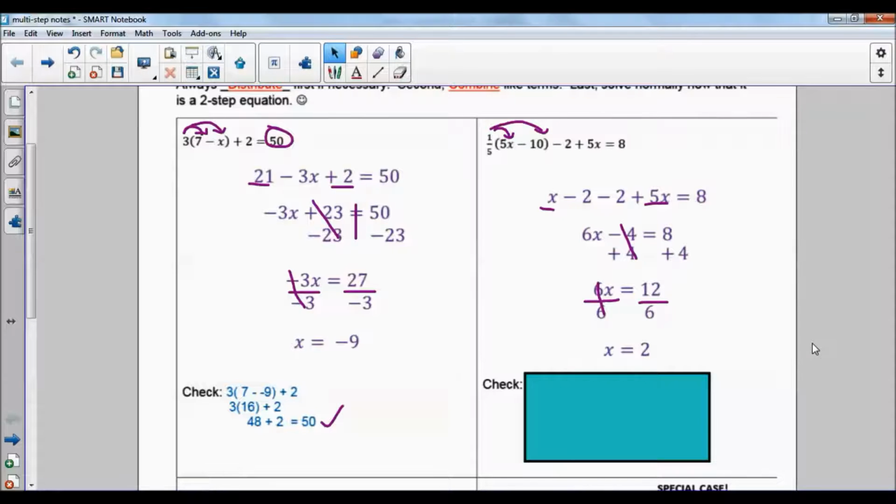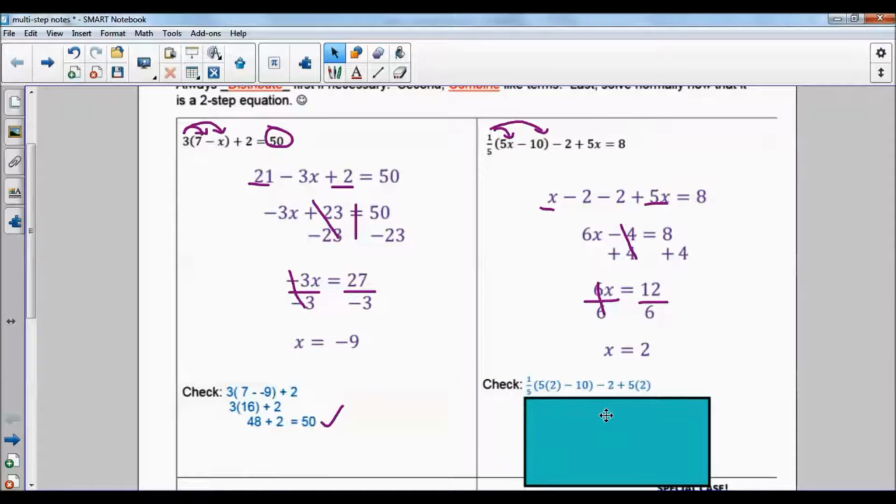And again, the very important part, we're going to check our answers to make sure that they make sense within our equation. So here we actually have 2 x's to plug it into to make sure that it works. So our first part of our equation is going to be 1/5 still, parentheses, 5 times 2 minus 10 minus 2 plus 5 times 2. Okay, so we plugged in 2 for both of our x's. And hopefully when we solve this, we get it equal to 8, or else we know we did something wrong.